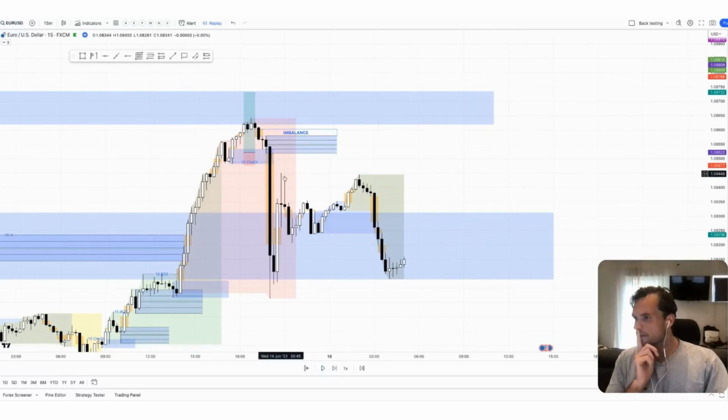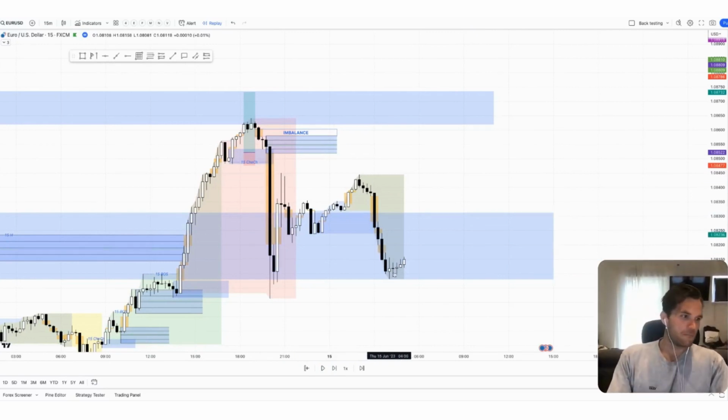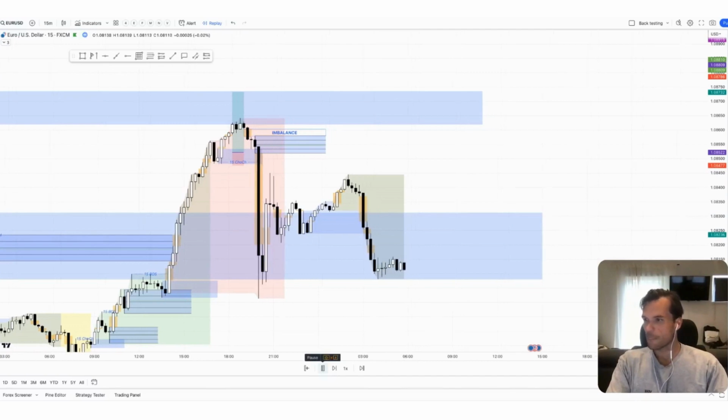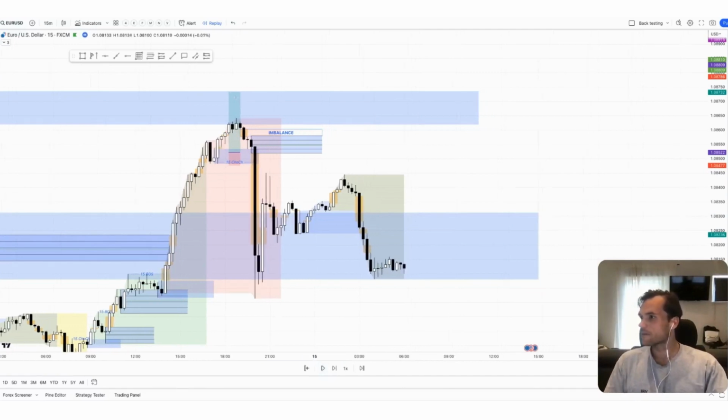What did this run? A tiny bit of liquidity here. Honestly, there would have been nothing I would have traded in here. Nothing. So yeah, there you go. But I will, sorry, I'm used to having my little indicator on. I'm getting lazy.